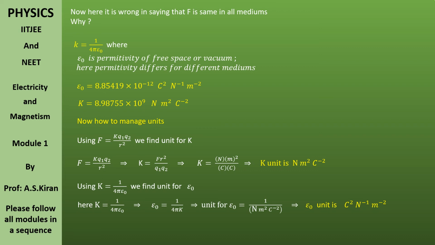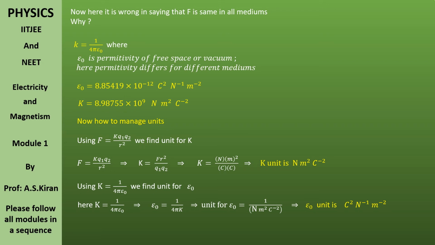Here, k is equal to 1 by 4 pi epsilon naught. Rearranging the terms, epsilon naught is equal to 1 by 4 pi k. See, in the denominator 4 pi is simply a number. Replace the unit of k in the denominator. So the unit for epsilon naught is 1 by Newton meter square per Coulomb square.